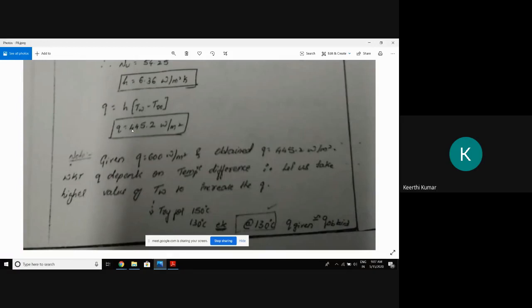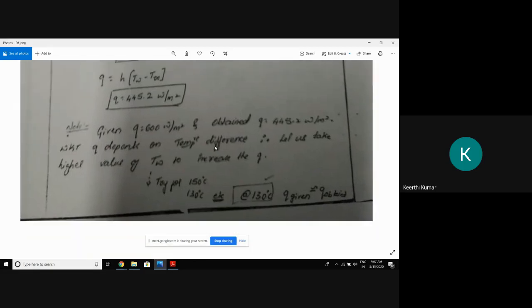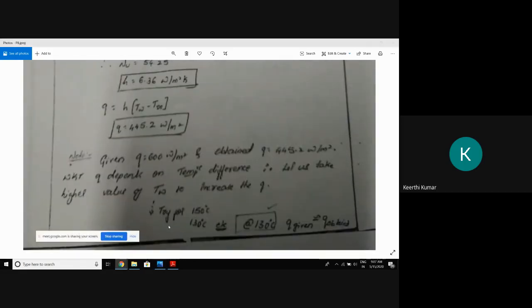So what is the given q? Given q is 600. Now obtained q is 750 or 700. Earlier, if I take the plate temperature as 100, I got small q as 445, and if I take 150, it will be around 700. We want 600, so we are supposed to take the Tw value between 100 and 150. Let us try 125. If you go on trying with the trial and error method two to three times, we will come to know that if I assume the temperature of the wall as 130 degrees, then the given q will be almost equal to the obtained heat flux.